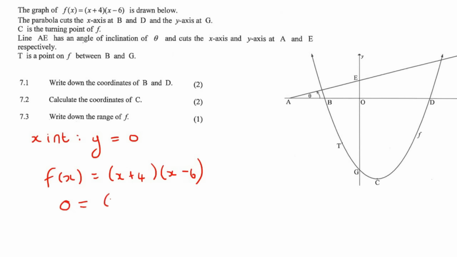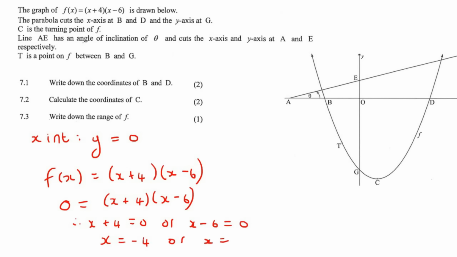We can make y equal to 0, and then we can simply say, therefore, x plus 4 must be 0, or x minus 6 would be 0. So x is equal to minus 4, or x is equal to 6. Now, when you give those coordinates, you'll tell them that B is minus 4, but don't just say minus 4, say minus 4 and 0, and then tell them that D is 6 and 0.